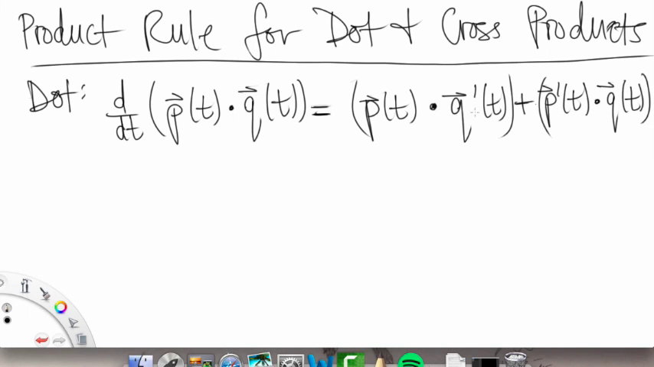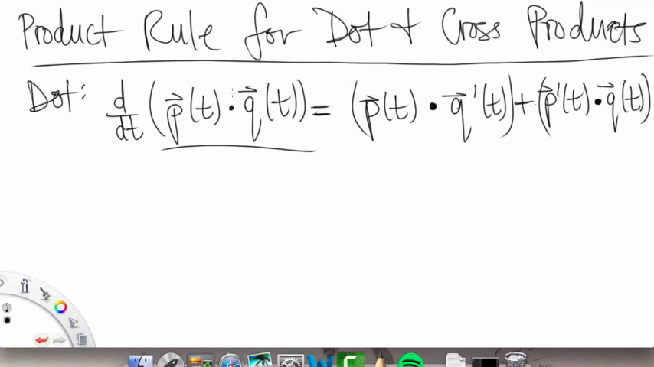So it follows the essential form of the product rule for differentiation, but our multiplication is not just multiplying like normal, like with constants or scalars. It's with vectors, so that means the dot product, if you're taking the derivative of two things dotted with each other.